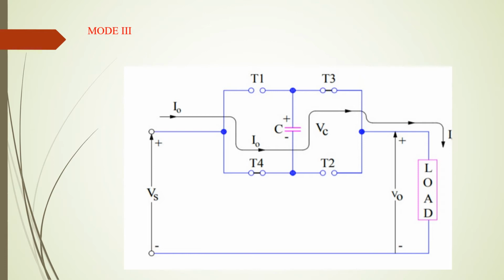When it is fully charged, again the polarities of the capacitor will reverse bias T4 and T3, and then T3 and T4 are open circuited, and hence the supply voltage is disconnected from the circuit. As it is disconnected, the source current is equal to 0, and now the load current I0 starts again discharging through the freewheeling diode, as we discussed earlier in mode 2.